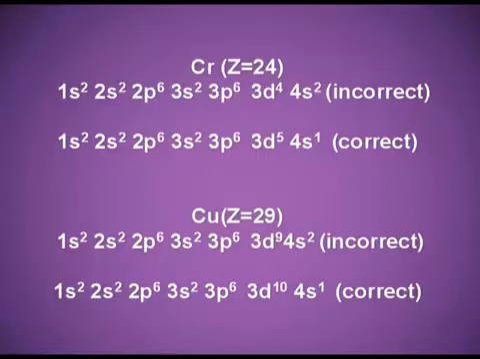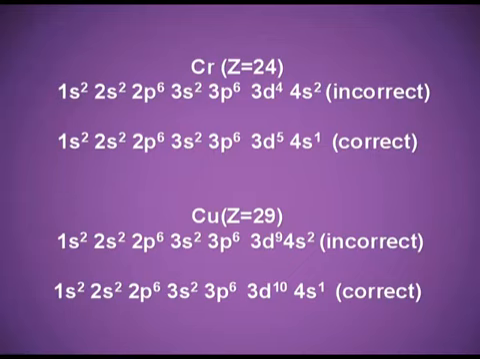compensates that energy requirement. The other example is copper, atomic number 29. Let's see its electronic configuration as per the three rules: 1s2, 2s2, 2p6, 3s2, 3p6, 3d9, 4s2. It is incorrect again, because after transferring one electron from the 4s orbital to 3d, 3d becomes 3d10 and then it becomes more stable.